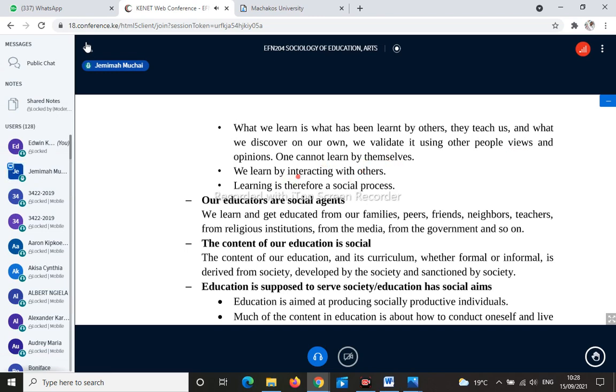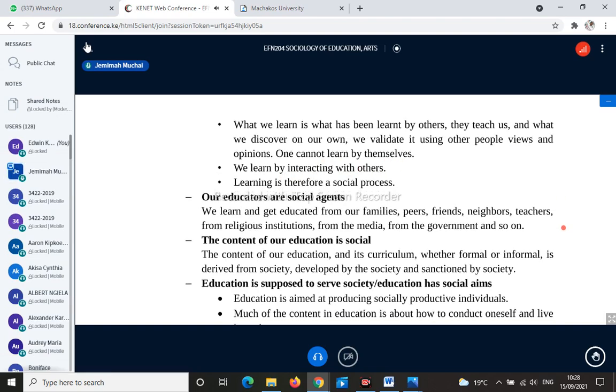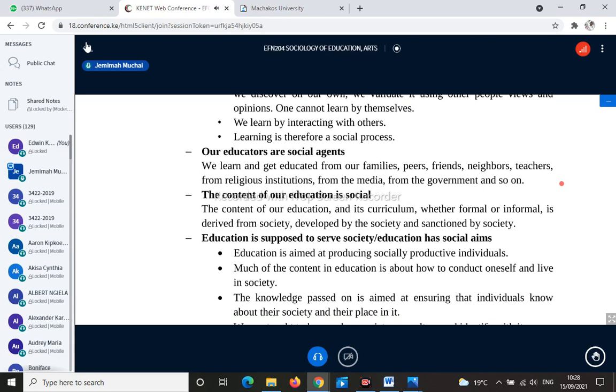Another point is that we learn by interacting with others. Mostly, whenever we are learning, we learn when we are interacting, when we are in contact with other people, talking to them, doing things together. We learn from interacting with others. Because of those three points, we call learning a social process.